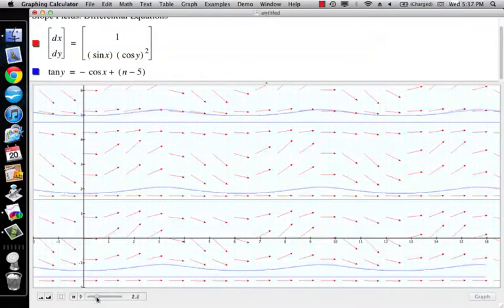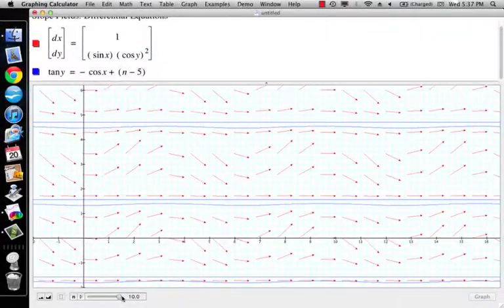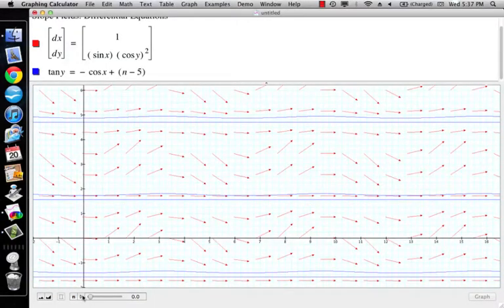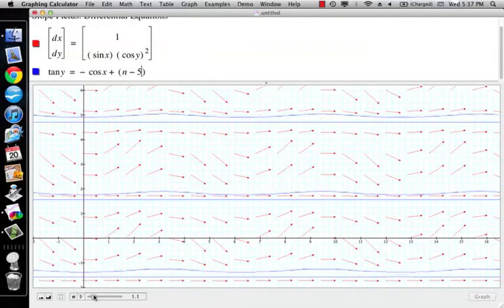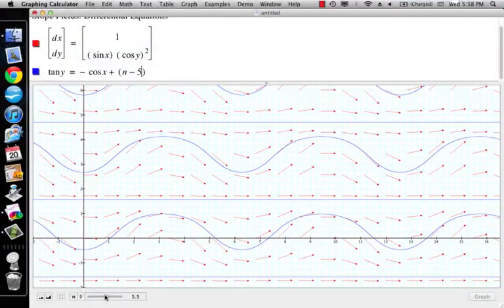But then as I increase it, I go like that. So there's c equals 5, there's c equals negative 5, and it goes like this. I get different solutions based on my value of c. Here's one where you can see it's following the slope fields in general. So there's one example for you.